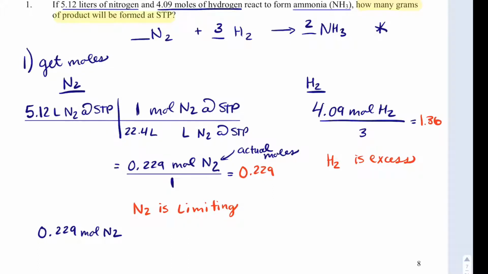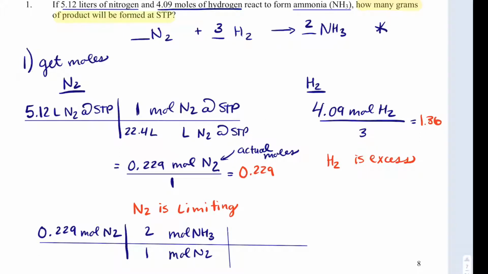And I'm just going to convert that to grams of NH3. I'm already at moles, so that means I'm at the mole bridge. I'm going to go from moles of N2 to moles of NH3. Looking at my reaction, there is 1 mole of N2 for every 2 moles of NH3. And then I need to get to grams, and in 1 mole of NH3, there's 17.04 grams of NH3. And so I can math this out, and I get 7.80 grams of NH3.